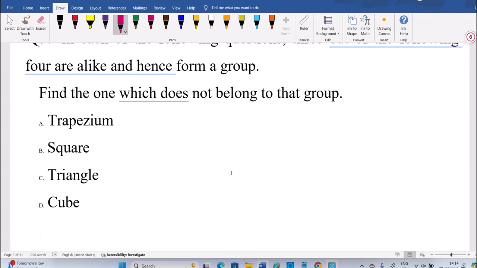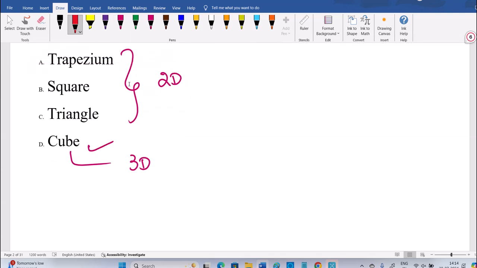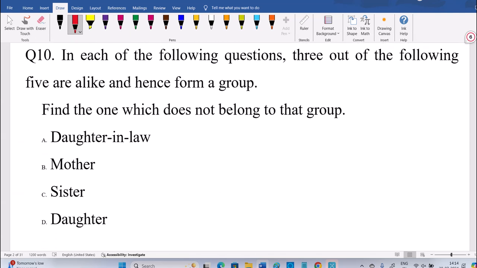So here: trapezium, square, triangle, cube. Remaining all are two-dimensional, 2D. Cube is a 3D, three-dimensional object. So trapezium, square, triangle, here cube is the odd one out. Odd one out in terms of numbers, odd one out in terms of words, in terms of letters. Now again, odd one out in terms of words.